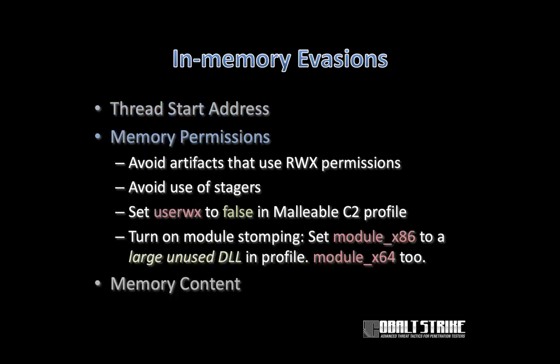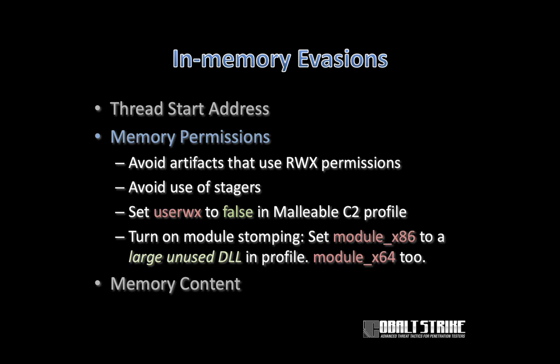For your memory permissions, avoid artifacts that use RWX permissions. Avoid stagers. The Metasploit Framework stagers in Cobalt Strike always allocate RWX memory for the downloaded payload stage. Set use_RWX in your stage block to false. This will make it so Beacon does not use RWX permissions.